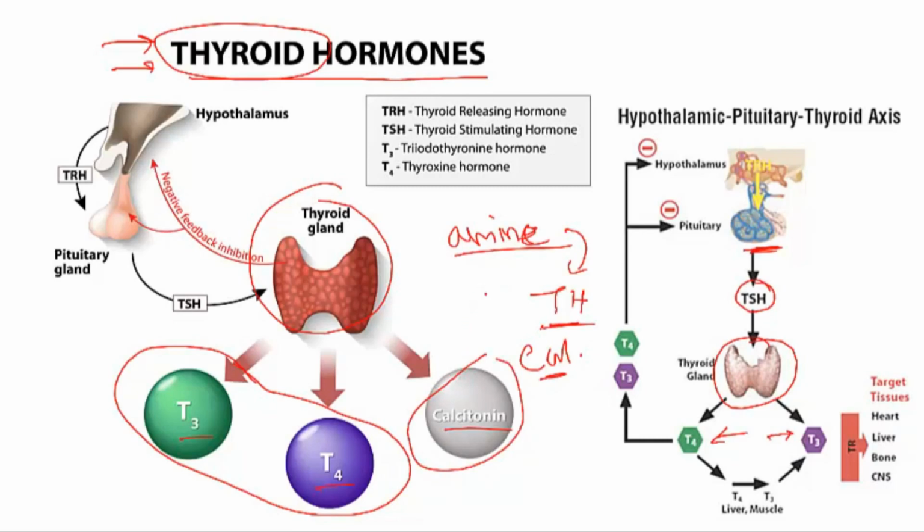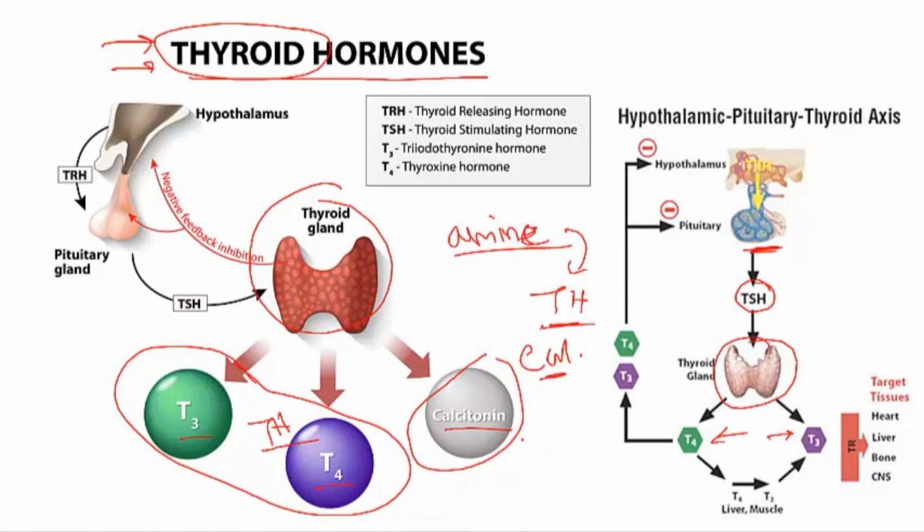Now the targets and functions of these hormones. The function of TH, or thyroid hormones, T3 and T4, is that they regulate mainly metabolic processes in our body. They are very essential for the normal growth of our body. They are essential for the development of the nervous system and the functionality of the nervous system in adults. And they also amplify the effect of the sympathetic nervous system in our body.